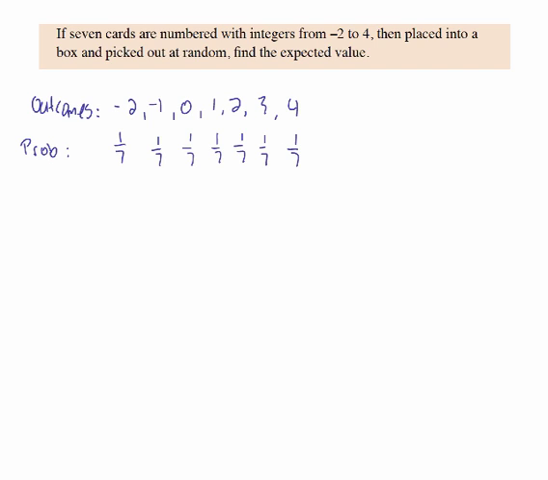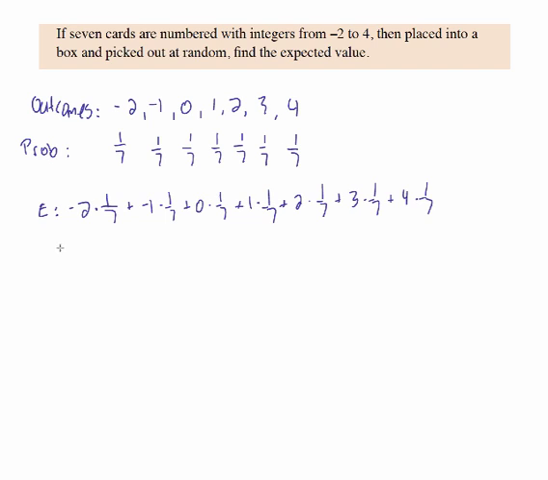List what the numeric outcomes are along with their probabilities, and then all we're going to do is multiply each outcome by its probability and add the results. So I get -2 times 1/7 plus -1 times 1/7 plus 0 times 1/7 plus 1 times 1/7 plus 2 times 1/7 plus 3 times 1/7 plus 4 times 1/7.